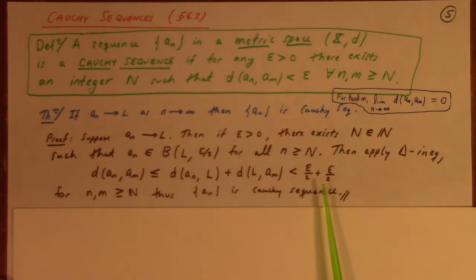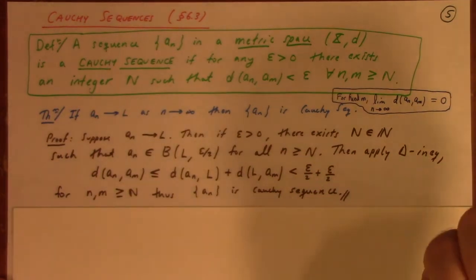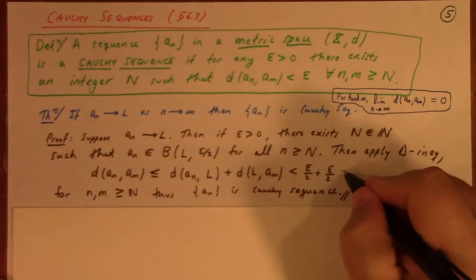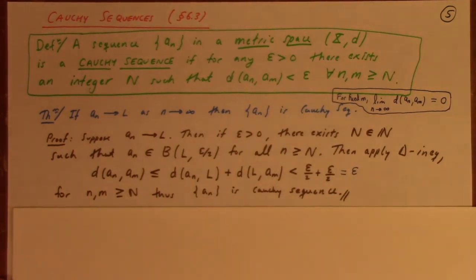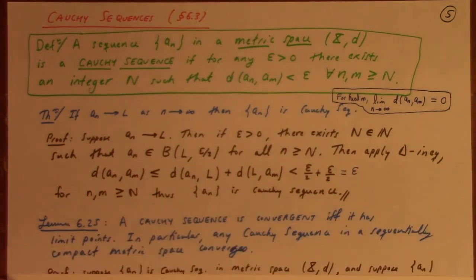And as such, as long as m and n are sufficiently large, thus it's a Cauchy sequence, right? Because you just showed that if you go far enough out, the distance between elements of the sequence is as small as you'd like. All right. So yeah, it's a Cauchy sequence.